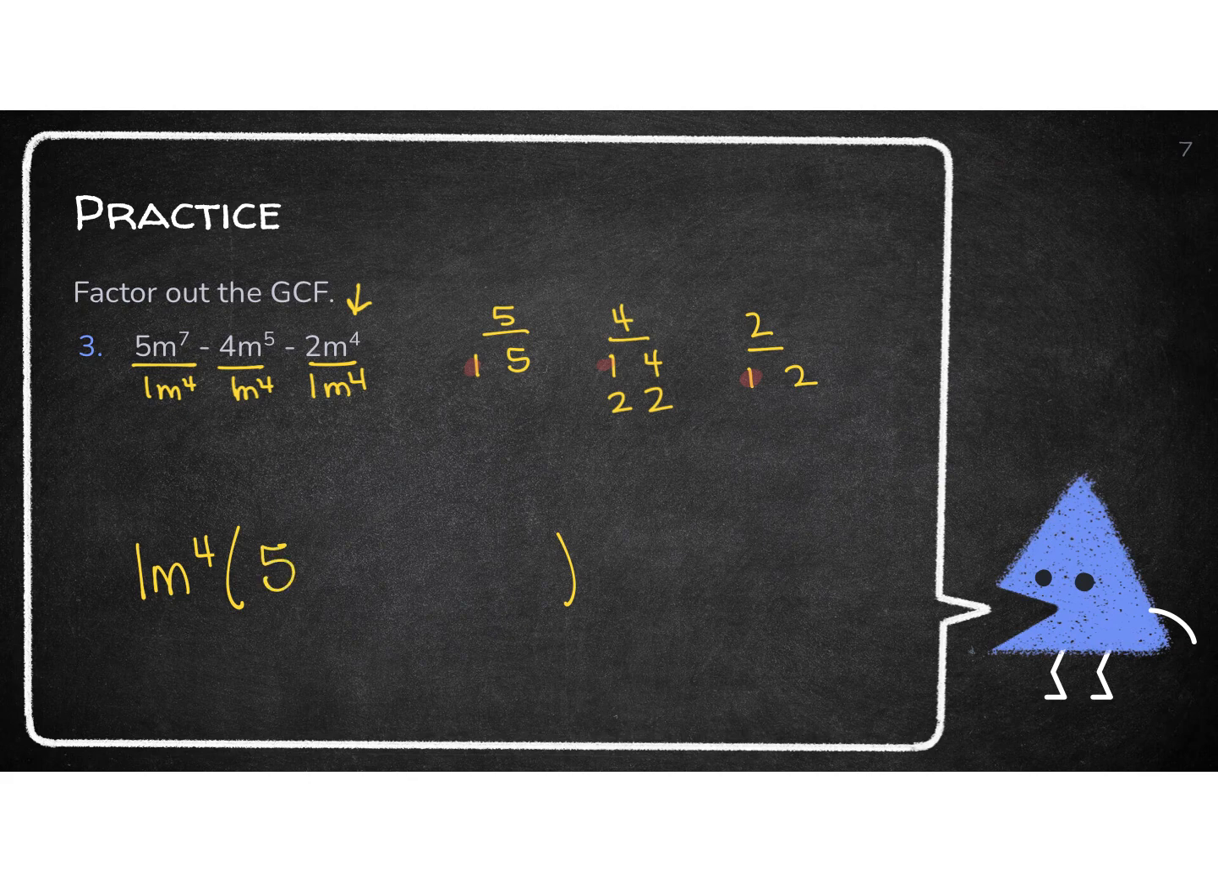m to the 7th divided by m to the 4th, we subtract. So I'm going to get m to the 3rd minus 4. m to the 5th divided by m to the 4th, subtract, you get m minus 2. m to the 4th divided by m to the 4th, those are gone. So that's my final answer.